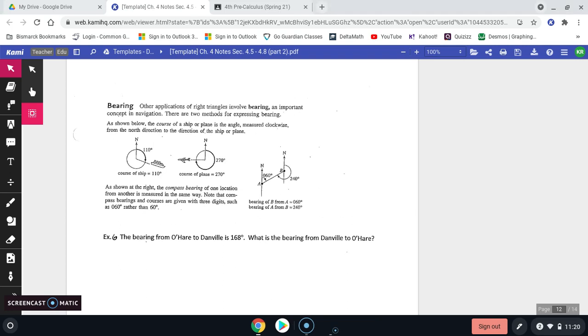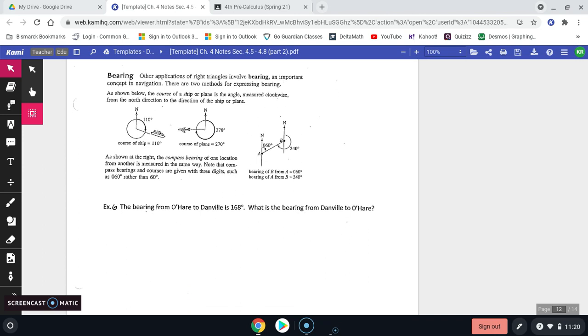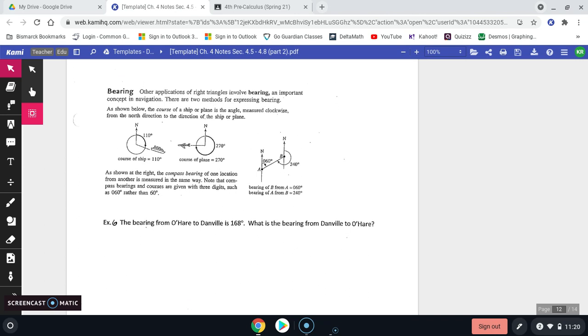All right, we're going to be talking about bearing problems for the next 2 or 3 days. There are actually two different ways that you can label, I guess you would say, bearing. So we're going to look at the first way today and then the second way tomorrow.